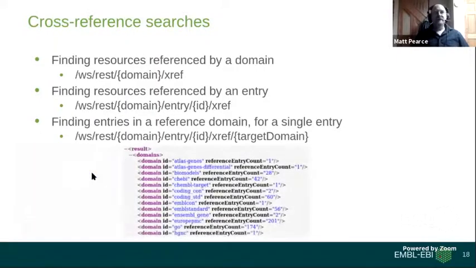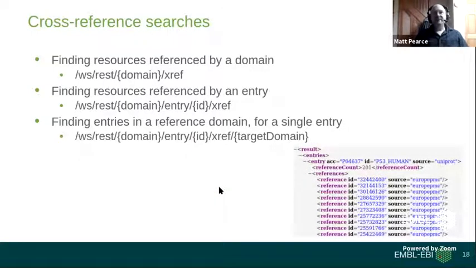You can find the resources referenced by an individual entry, which is what you see in the cross-references line for each result. So again, for this particular entry, which we've looked up by its ID, we see we've got one reference in Atlas genes, one in Atlas genes differential, 28 in biomodels, and so on down the list.